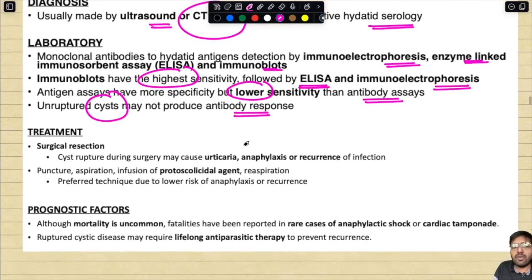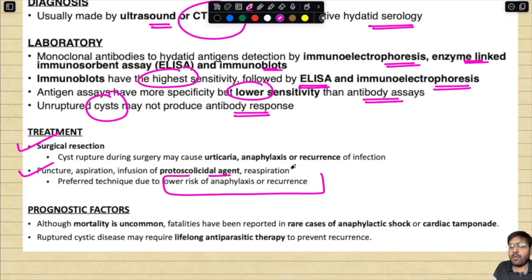So what is the treatment over here? For the treatment, you have to go for surgical resection. Cyst rupture can occur during surgery, which can give rise to anaphylactic reaction. So you have to be very, very careful. Puncture, aspiration, infusion of protoscolicidal agent can also be done, and reaspiration can be done. It is a preferred technique due to the lower risk of anaphylaxis or recurrence.